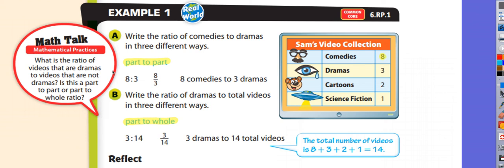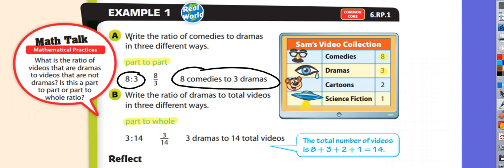There are 8 comedies, and there are 3 dramas. So one way to write that is using a colon, 8 to 3. That's probably my favorite way. Another way is to write 8 comedies to 3 dramas using words. And a third way is to write it as a fraction.